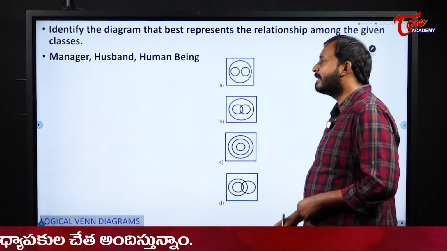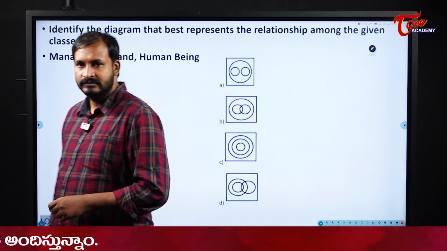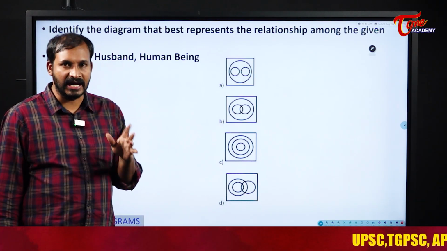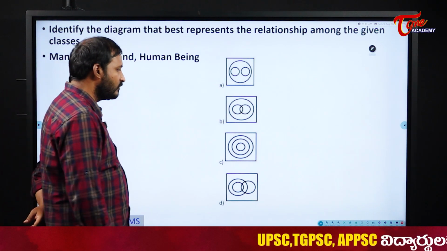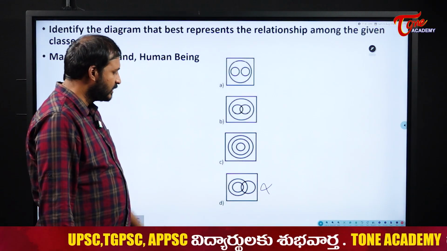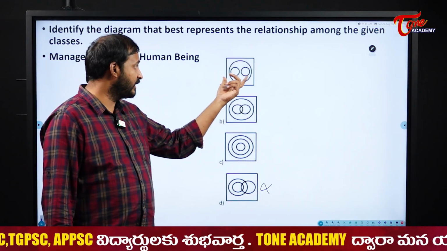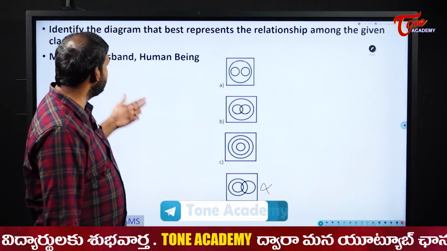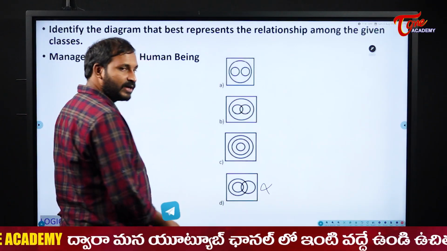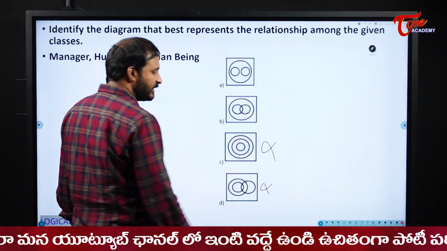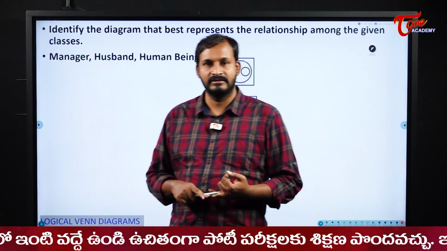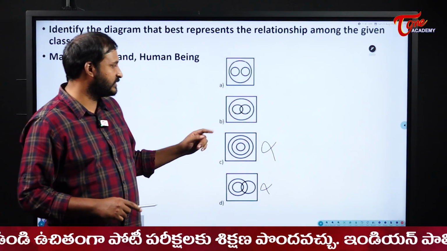Next one: manager, husband and human being. We all know human beings only can become husband and manager. So, the largest group is this one. Here something is missing, so that one is deleted. Definitely the largest human being group should be there, and inside that we should have managers and husbands. According to this, all managers are husbands, then that one is also deleted. Why? Because there will be male persons who are not married and there will be managers who are female.